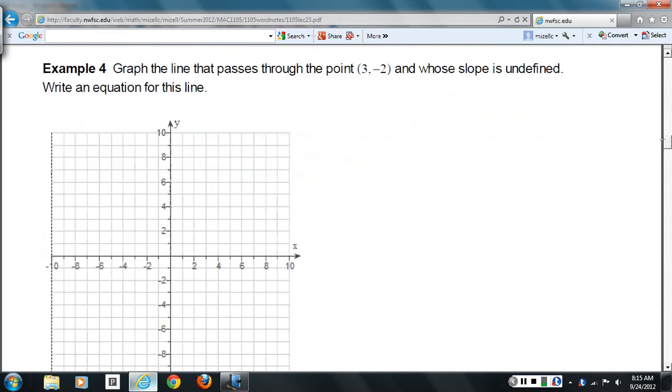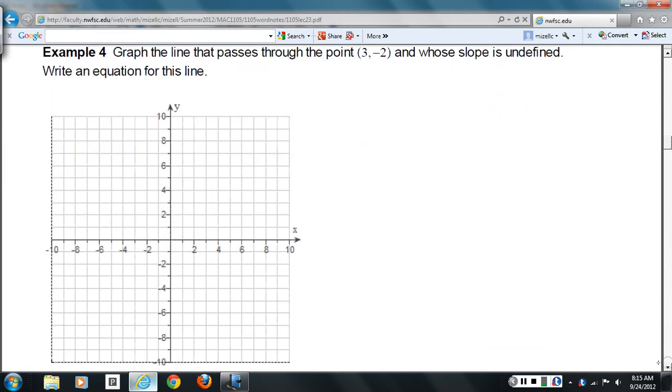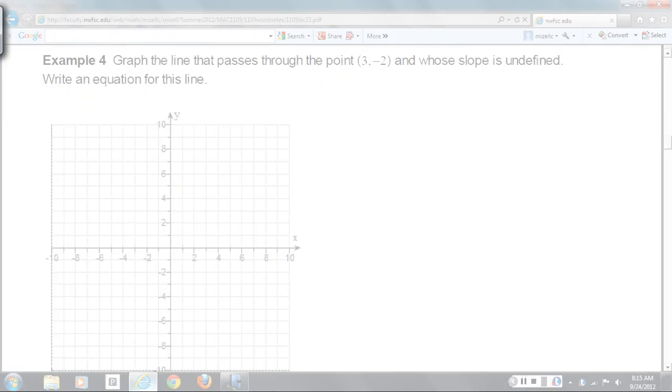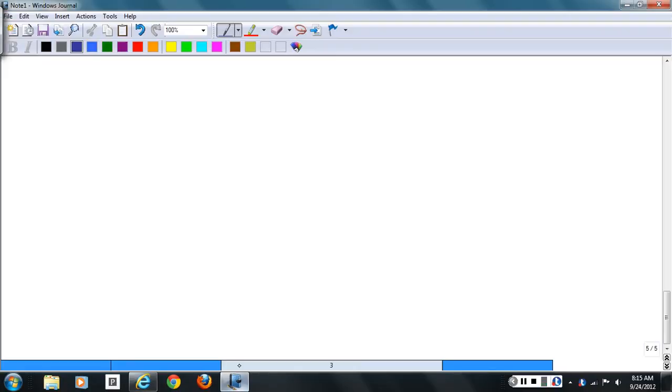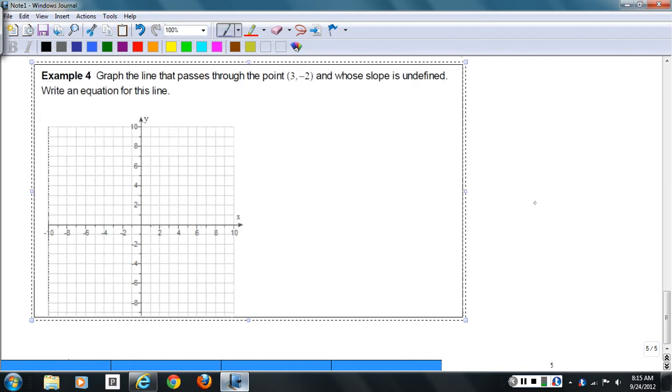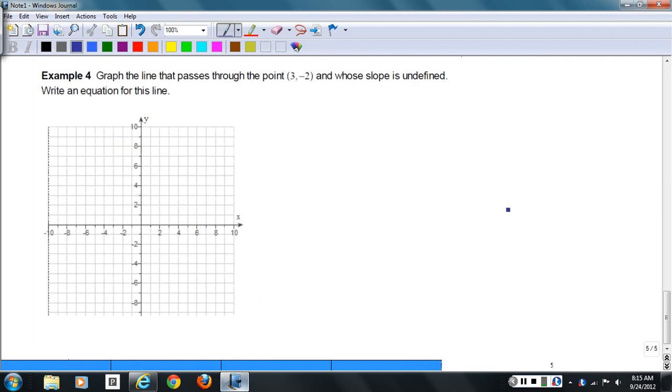Similar for vertical lines. Not exactly the same, but close enough, I think. Graph the line that goes through the point (3, negative 2) and does not have a slope. Slope is undefined, so we know this is a vertical line if it does not have a slope. So (3, negative 2) is on this line, and you ought to be able to use the MyMathLab straight line graphing tool to graph this.